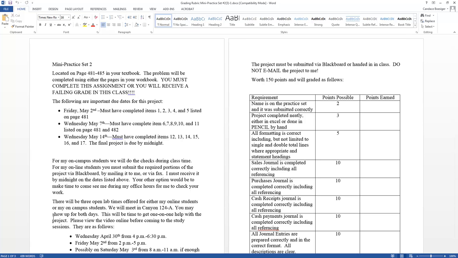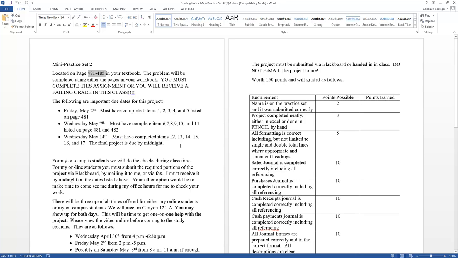So let's get started with this. It's located on pages 481 to 485 in your textbook. Items 1 through 5 are due on Friday. Items 6 through 11 are due next Wednesday. And then the final project is due Wednesday of finals week at midnight. You must submit these to me via Blackboard, mail, or fax. Please don't email them to me.